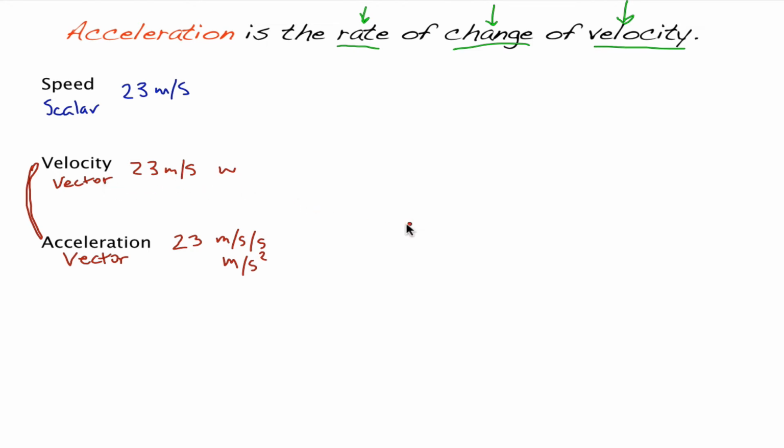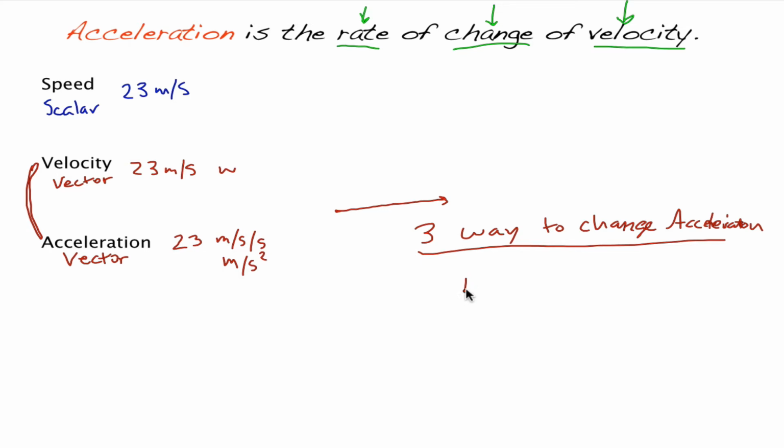Let's do some examples here. Here are 3 ways to change acceleration. First, if we increased velocity, if we went faster and faster. This is the main way we think of acceleration. If we increased velocity, would we be changing acceleration? Yes, because we are changing the velocity at that point.